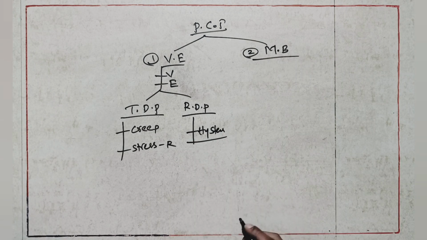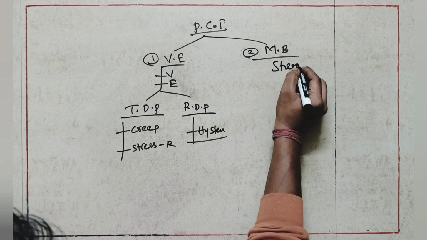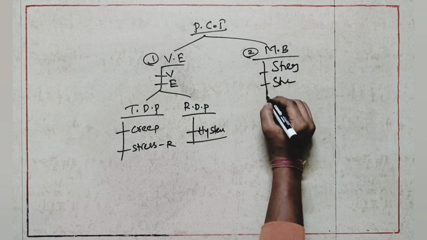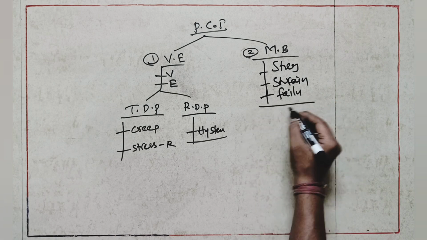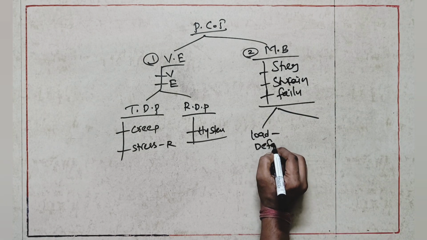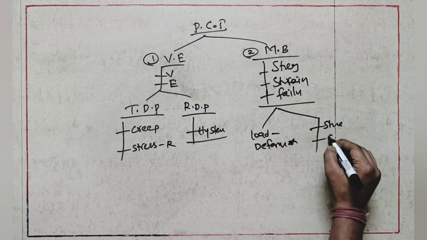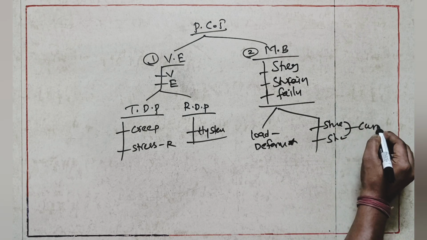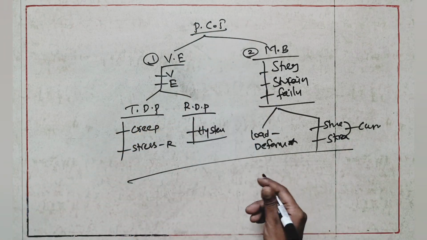In the rate dependent property we will see what is hysteresis. In mechanical behavior we are going to see what is stress, what is strain, and what is the failure point. After that we are going to see two curves: one is the load deformation curve, and the second is the stress and strain curve. So this is about the properties of connective tissue. Clear?